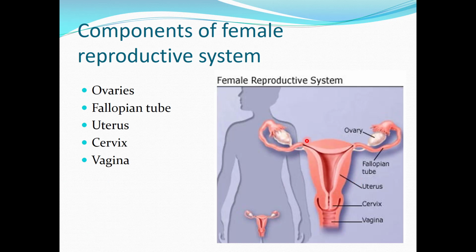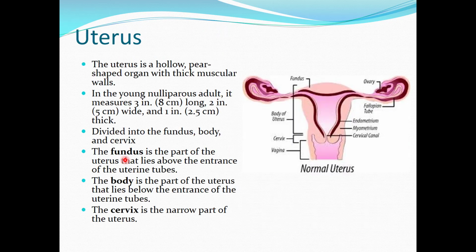On each side of the uterus we have two fallopian tubes, which are also called the uterine tubes. At the lateral end of the fallopian tube there are two ovaries. So: ovaries, fallopian tubes, uterus, cervix and vagina. These are the components of the female reproductive system. First of all, we will discuss the uterus.